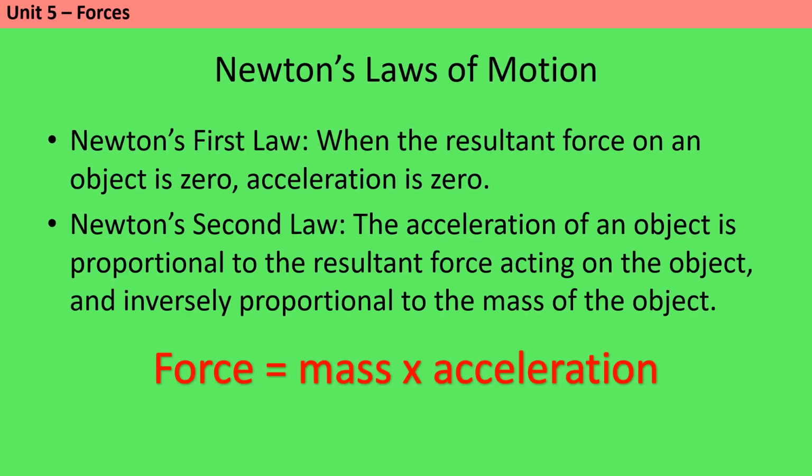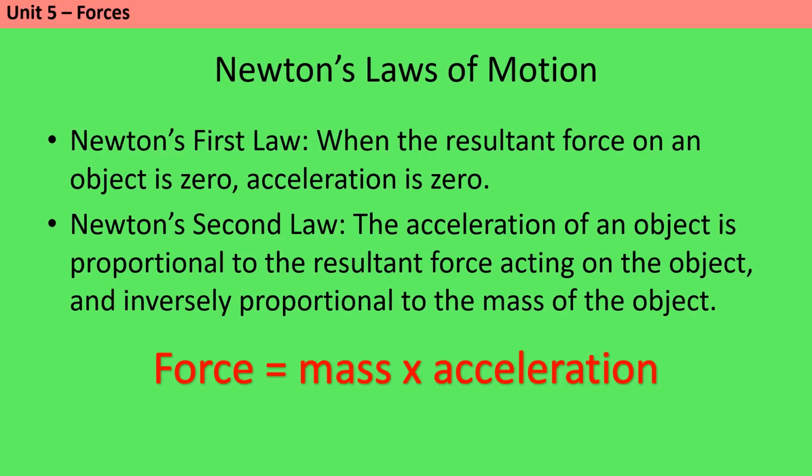Now, in order to explain how an object is going to move, we need a couple more of Newton's laws. So the first law tells us that when the resultant force on an object is 0, acceleration is 0. Now that doesn't necessarily mean that the object is not moving, it means that its speed and its velocity are not changing. So if it's already at rest, it will stay at rest and remain stationary, but if it's already moving, it will carry on moving in exactly the same way.